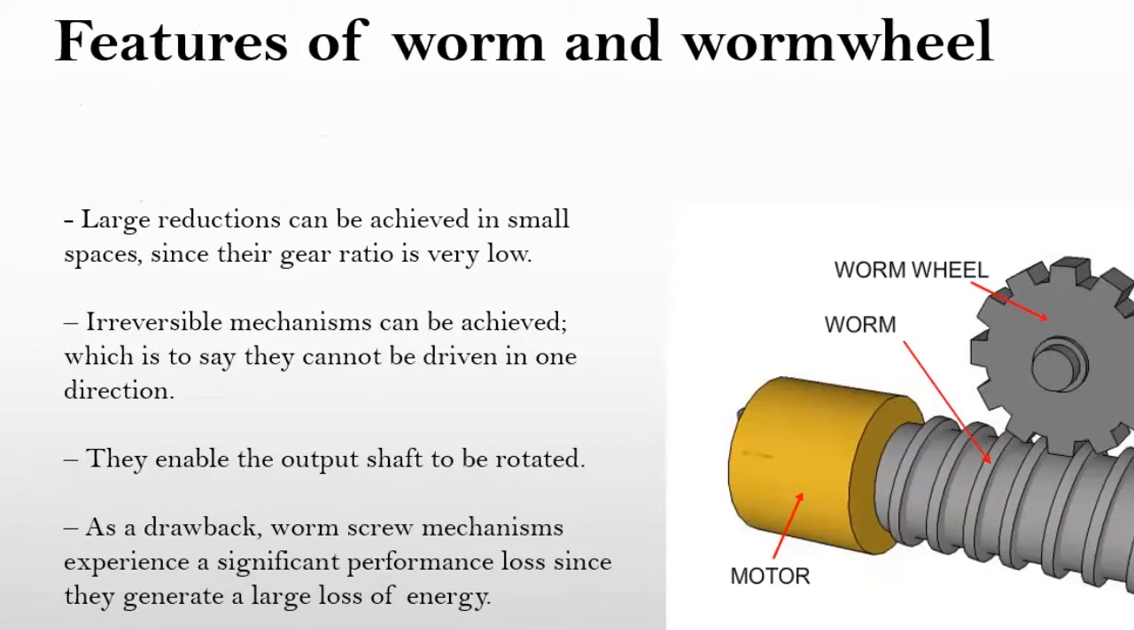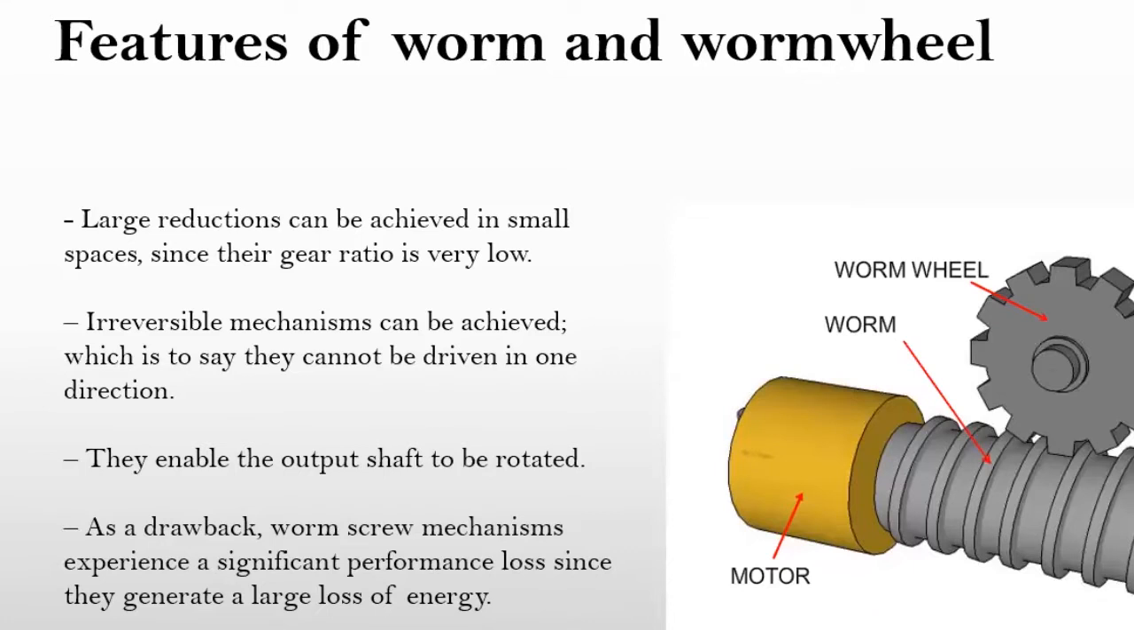Large reduction can be achieved in a small space. I will explain how the worm and worm wheel can give a very high or very low gear ratio, either way. We can achieve very low or very high gear ratios through this worm and worm wheel, compared with the bevel gear drive. That's why we are interested in the worm and worm wheel.